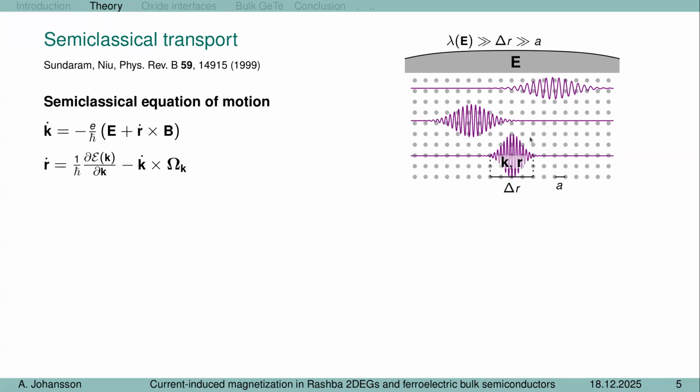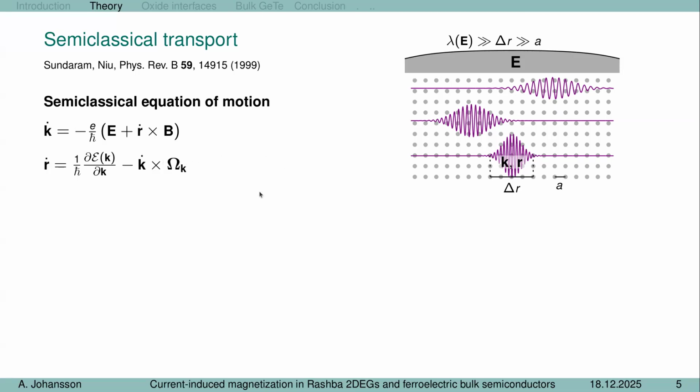And now we can consider one wave packet, and we can calculate how the central coordinates of this wave packet evolve if we apply external fields. And for the change of k, or the time derivative of k, we get a force, which is actually the Lorentz force by the electric and magnetic fields. And this is equivalent to the classical equation of motion for an electron in electric and magnetic fields. And for r dot, the velocity, we get the group velocity, which is just the k derivative of the band structure, and an additional anomalous velocity term, which comes from the Berry curvature of the system.